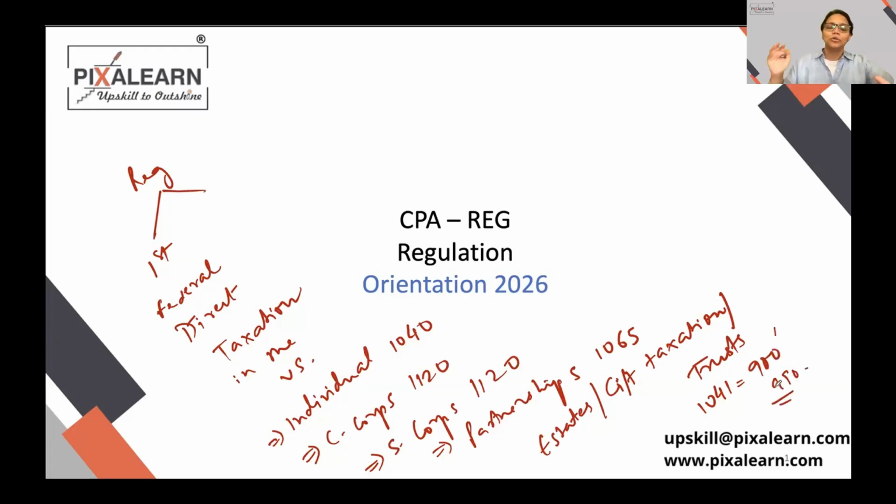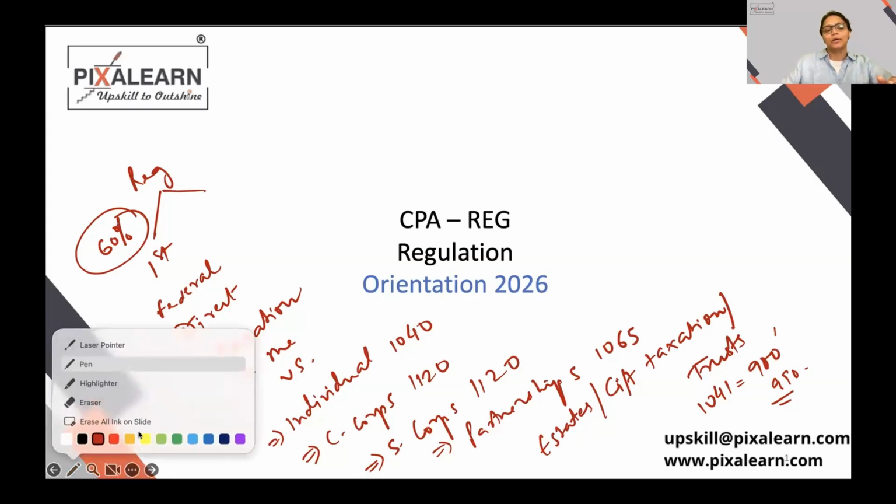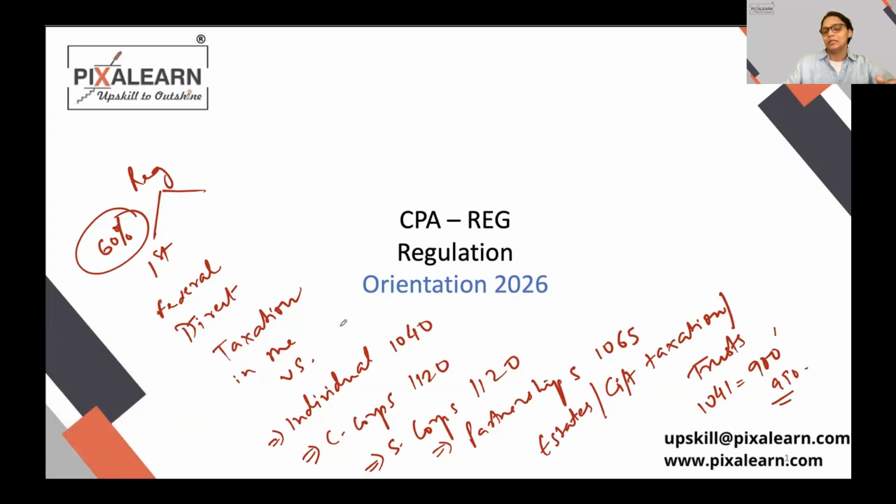So typically, if I look at the regulation syllabus, the first part, which accounts for nearly 60% of the syllabus, is going to come from federal direct taxation in the US. Now, out of this, individual is roughly going to take around maybe 50% of the entire time that we're going to spend on REG. So individual taxation is content heavy.